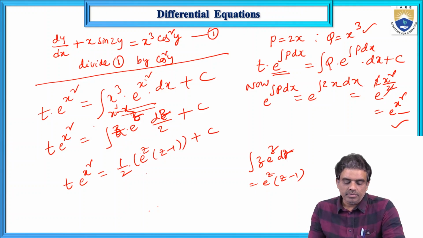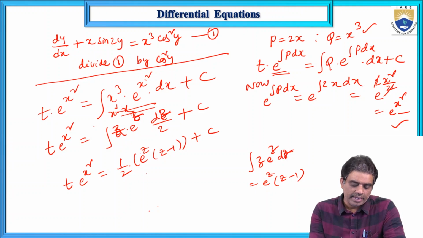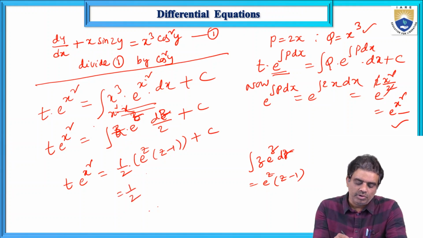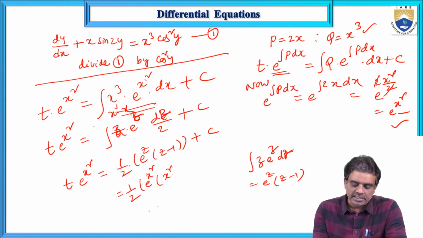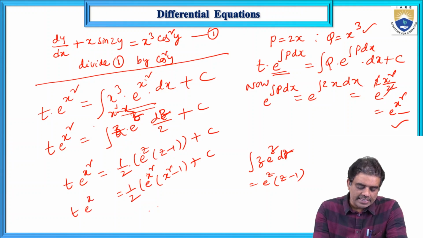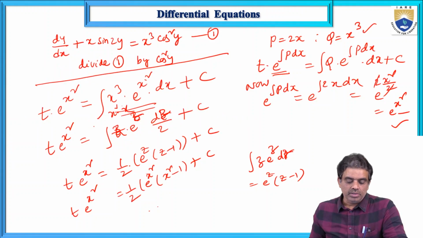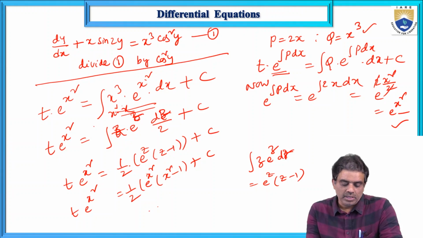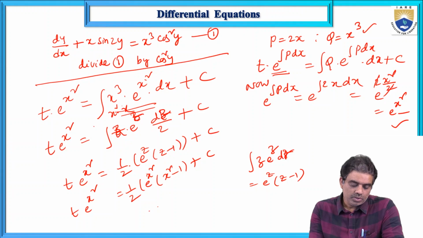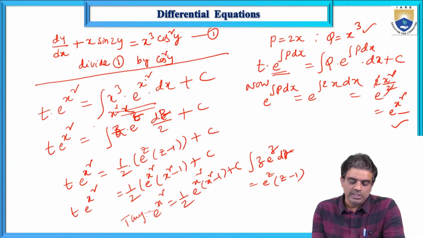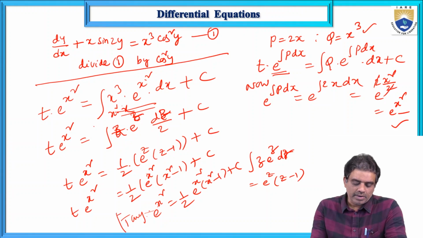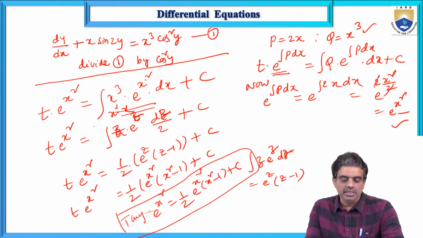But what is our z? We have taken z equal to x². So we substitute z equal to x², and we get 1/2 times e^(x²) (x² − 1) plus c. On the left hand side we have t e^(x²). But what is our assumption? We have assumed t value, so t is equal to tan y. So tan y e^(x²) equals 1/2 times e^(x²) (x² − 1) plus c. This is the required solution of the given differential equation.